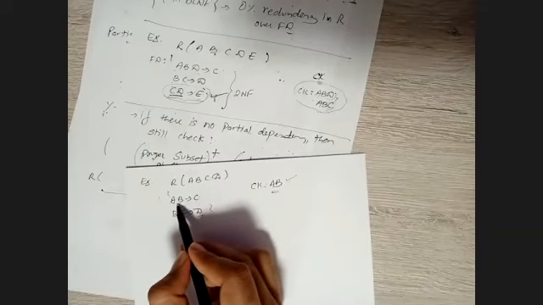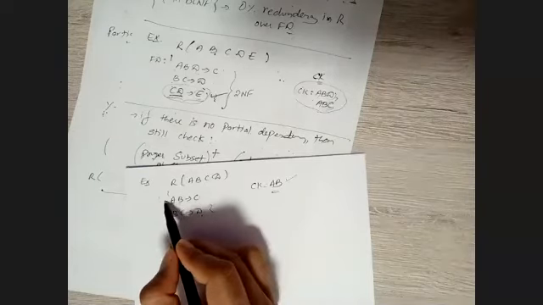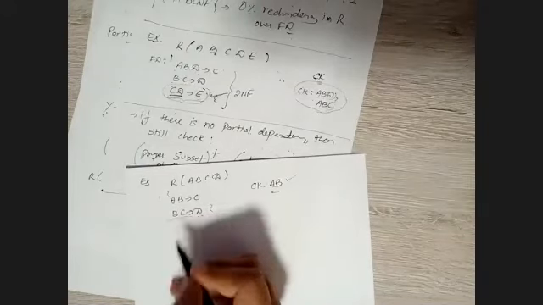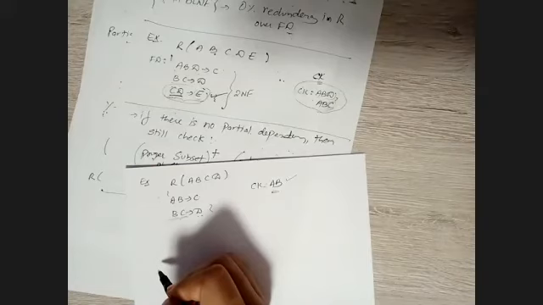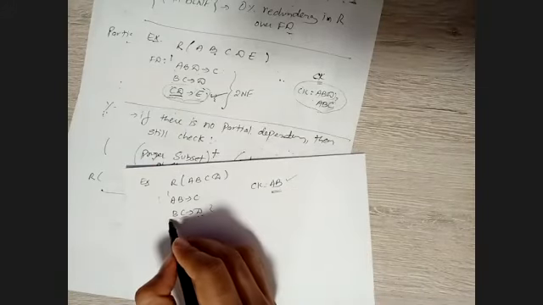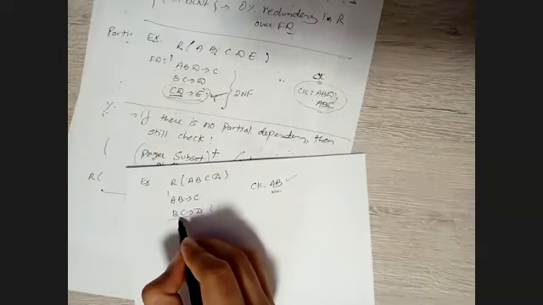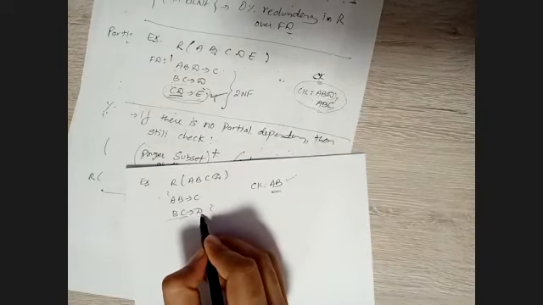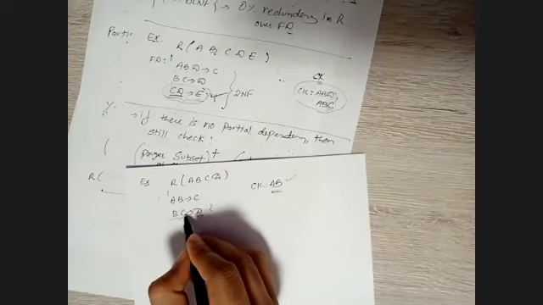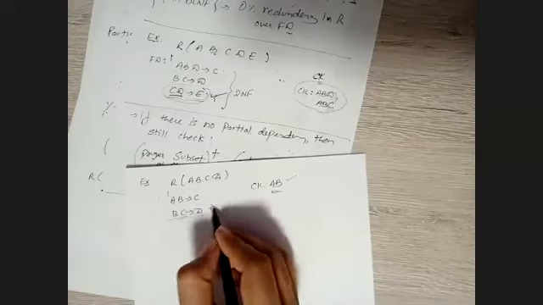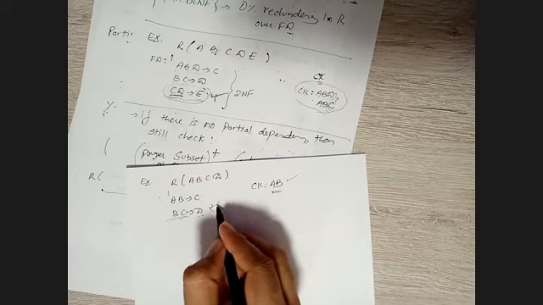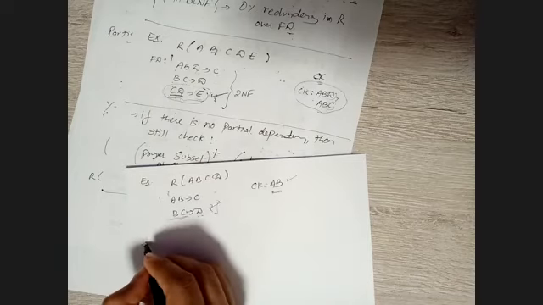Why? Because this is not a proper subset of a candidate key. But see here, is BC a proper subset of a candidate key? No, right? Directly I am looking at this one. If the first condition fails, then no need to move on to the second one. That is what this non-prime attribute is. This one is okay, that's fine. So we can say this set of functional dependencies is in 2NF.